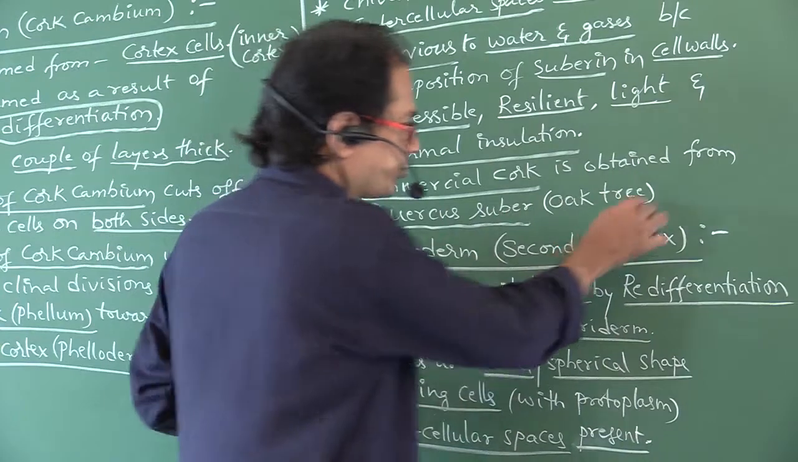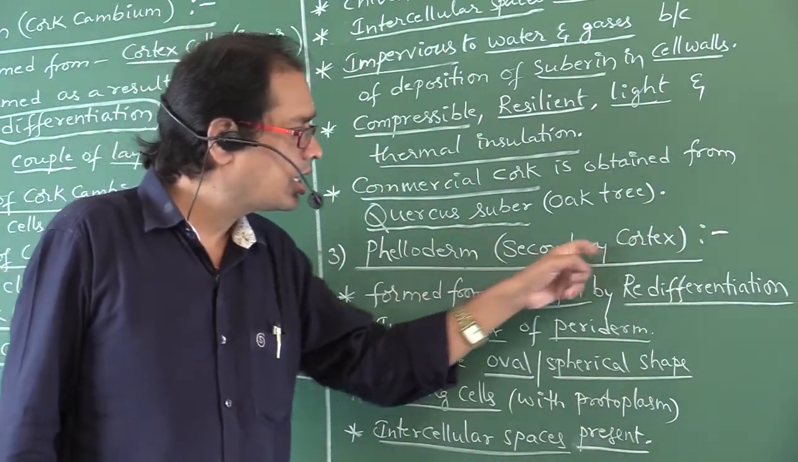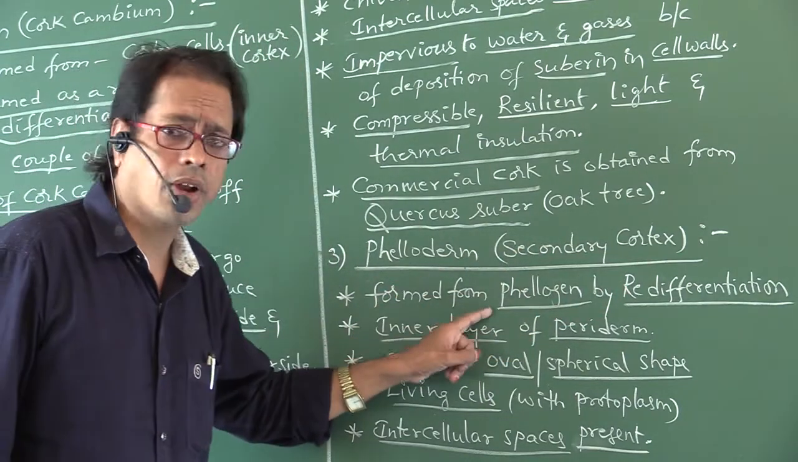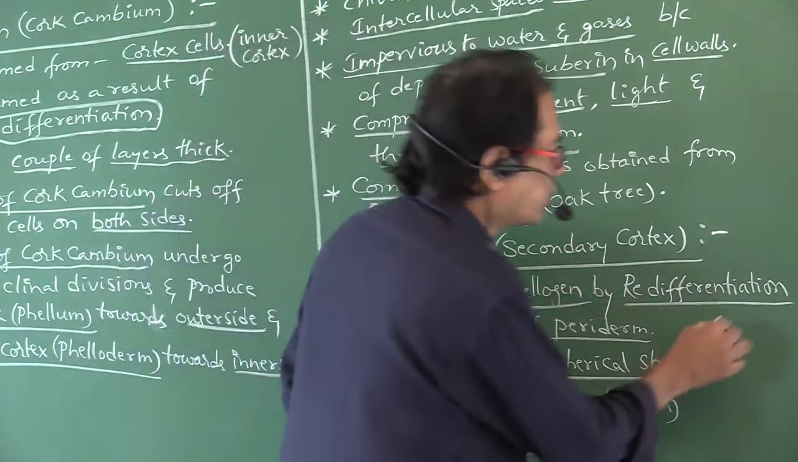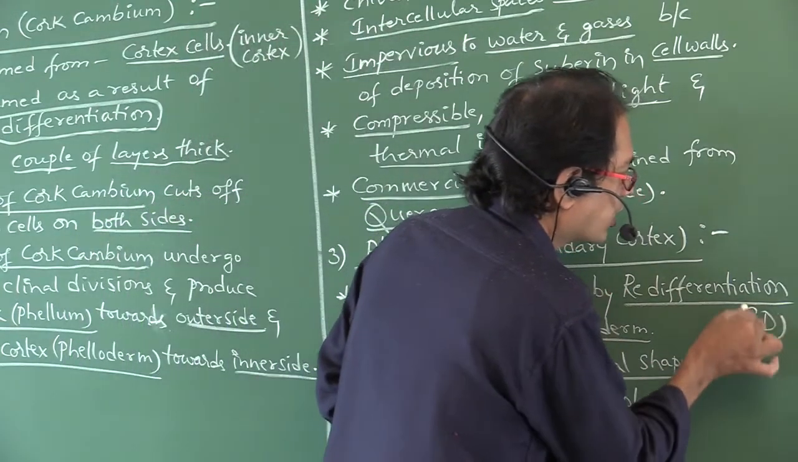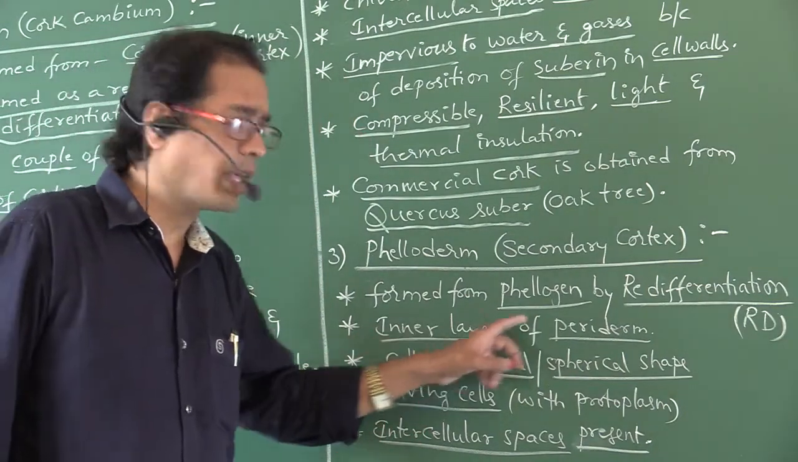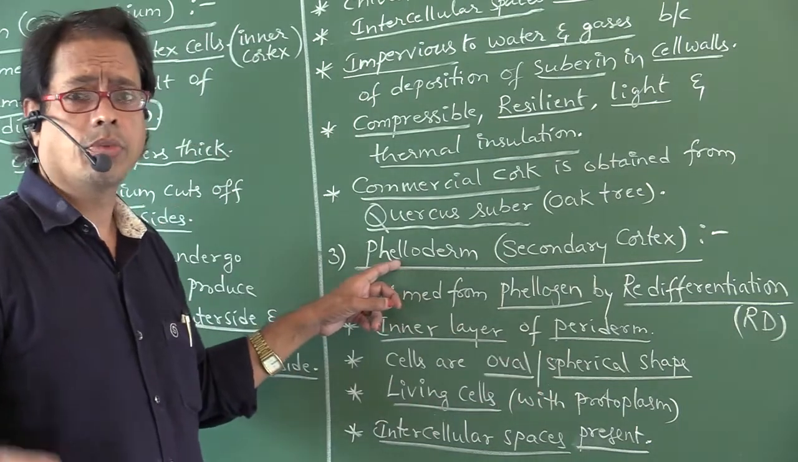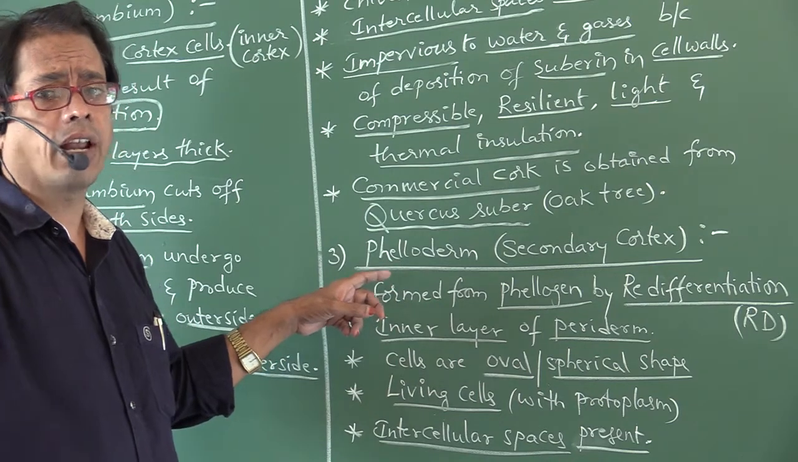Next, phelloderm, also called secondary cortex. This phelloderm is formed from phellogen by redifferentiation, shortly called RD. It is the inner layer of periderm. The inner layer of periderm is phelloderm. The outer layer of periderm is cork or phellum.